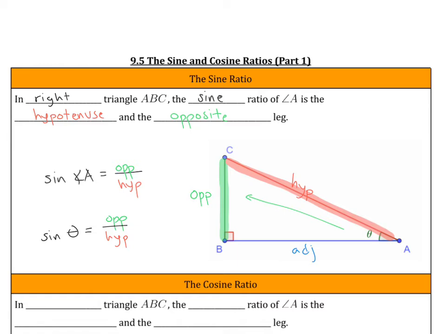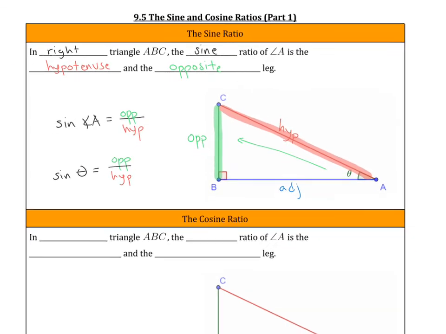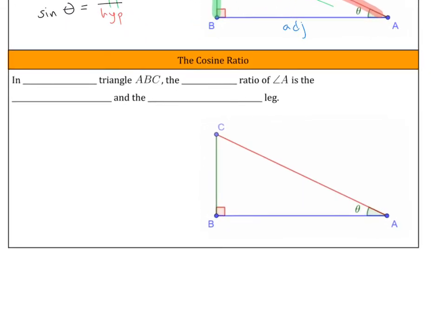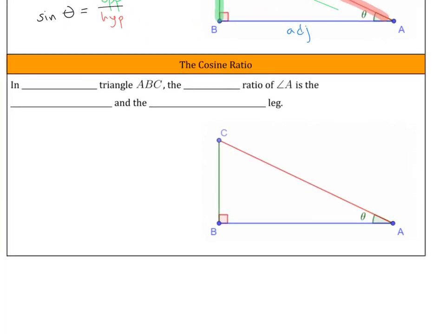All right, now the last trig ratio that we want to go over is the cosine ratio. The cosine ratio is very similar to sine, except for one difference. So in right triangle ABC, the cosine ratio of angle A is the hypotenuse. So this is where it's the same. And the adjacent leg, though, instead of the opposite.